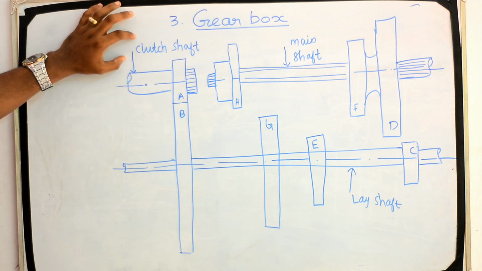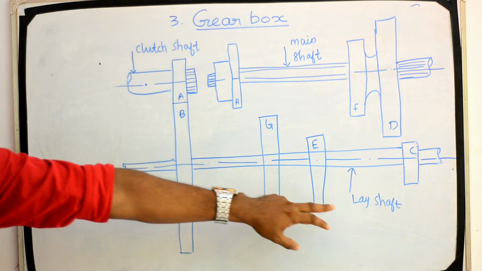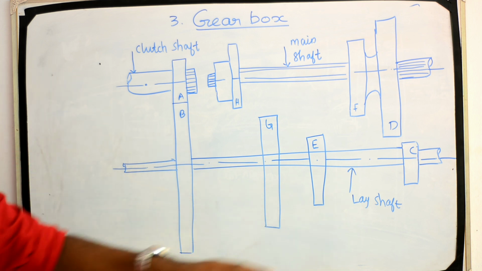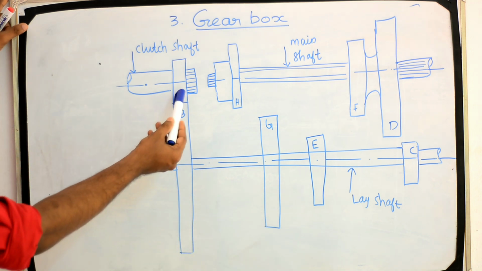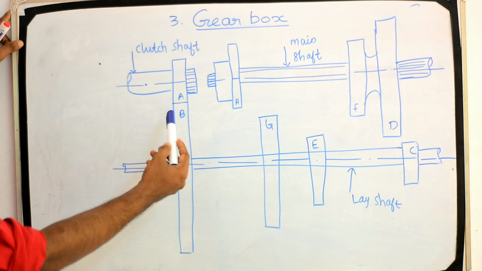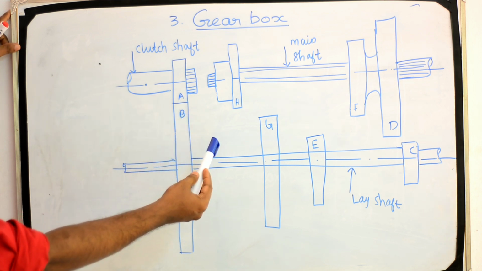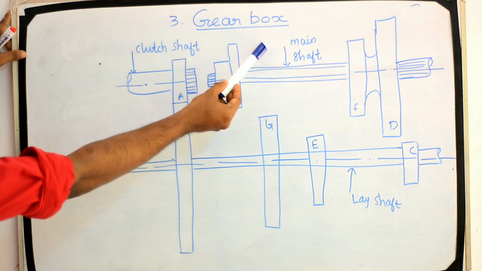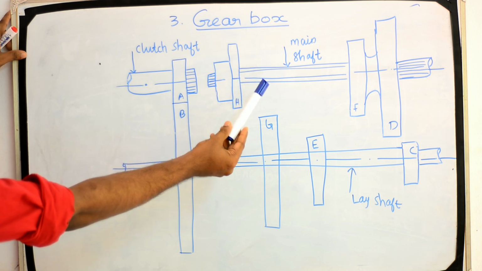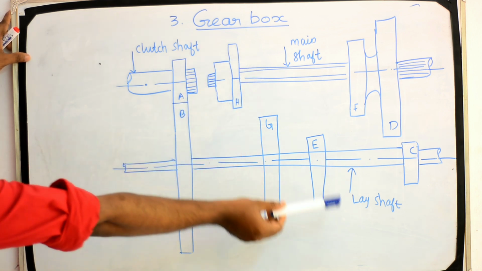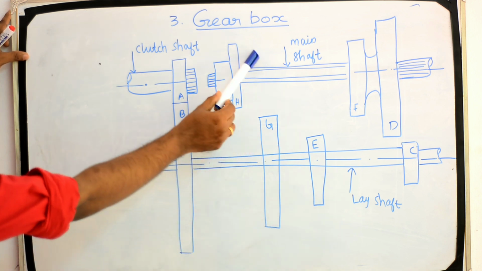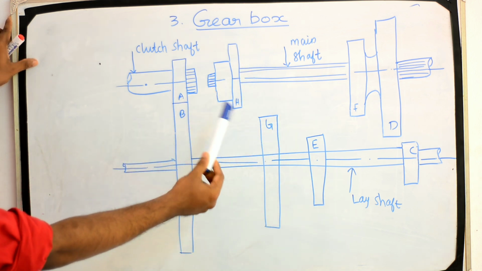The clutch shaft is connected to the engine through flywheel and pressure plate. Power is transferred from clutch shaft to lay shaft through gears A and B. The output is taken through the main shaft. The suitable meshing between lay shaft and main shaft gives different gear ratios and speed ratios in the output.